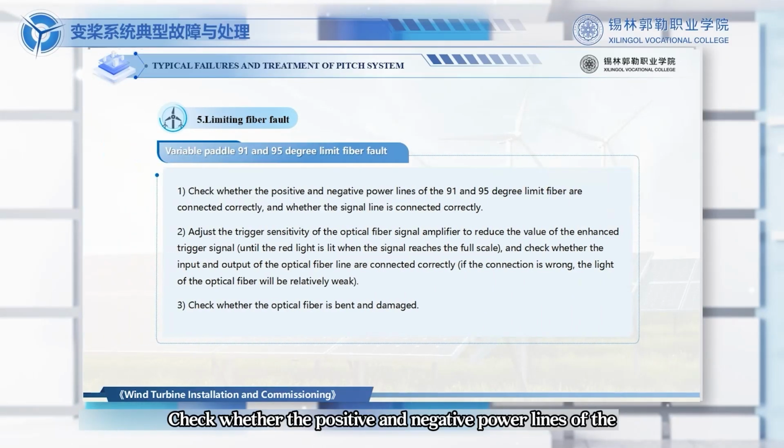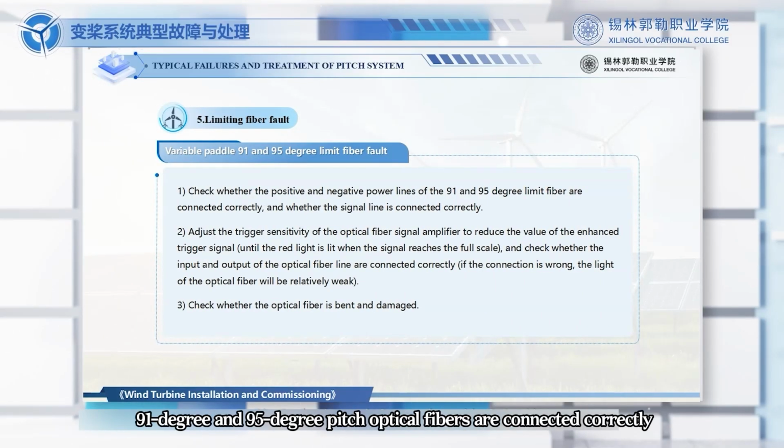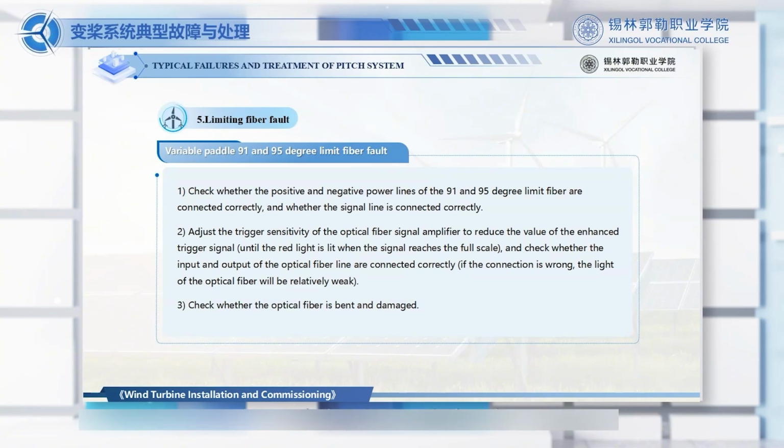Fault handling. 1. Check whether the positive and negative power lines of the 91° and 95° pitch optical fibers are connected correctly, and whether the signal lines are connected correctly.